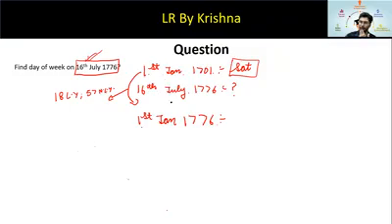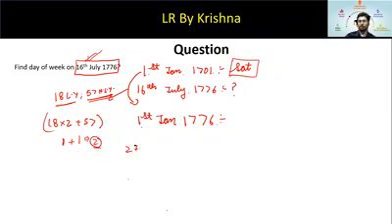How many years? 75 years. How many leap years? 18 leap years and 57 non-leap years. Correct? So what is the number of odd days? 18 into 2 for 18 leap years plus 57 for non-leap years. So 7 twos are 14, 4 to the 8, this comes out to be 1. Correct? And again this is 1, so this is 2. So 2 plus, now what you have to do?